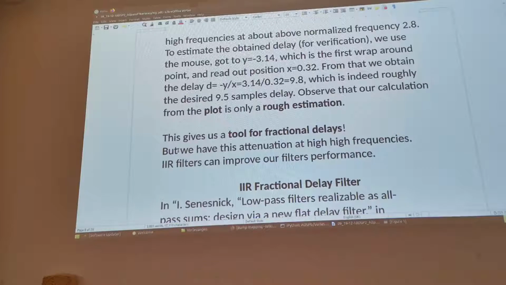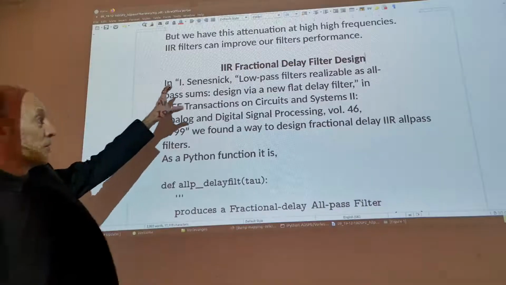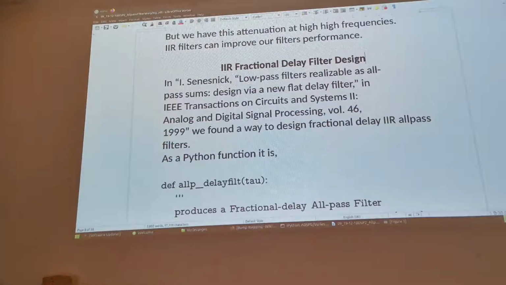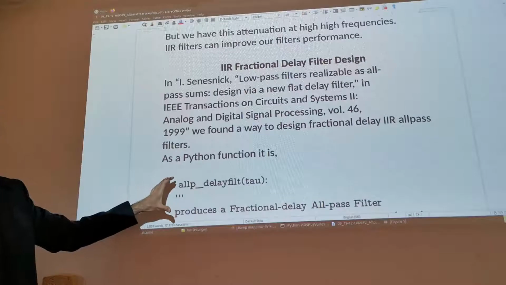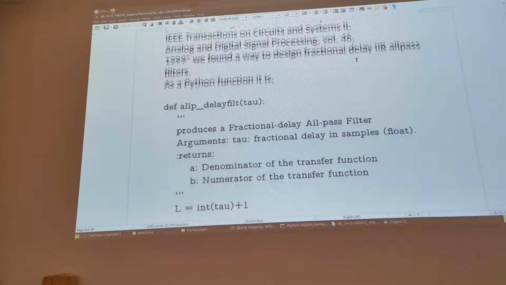So that's why I now included this IIR fractional delay filter design. And I have it from these papers and references in it. They describe a quite nice way to design fractional delay filters. So the math behind this is a little bit tricky. So instead of writing formulas, I am directly presenting you the Python code, because the Python code is about as obvious, maybe even more obvious than the formulas.